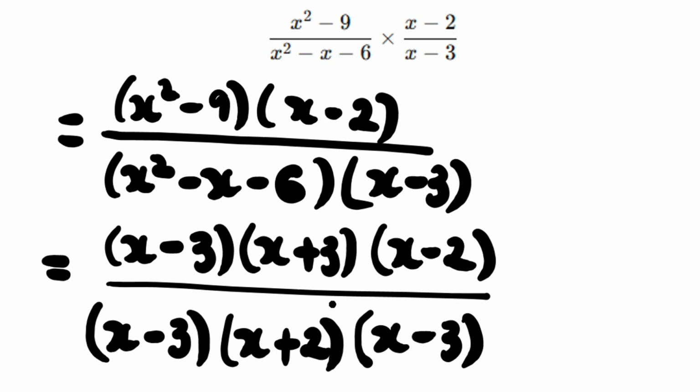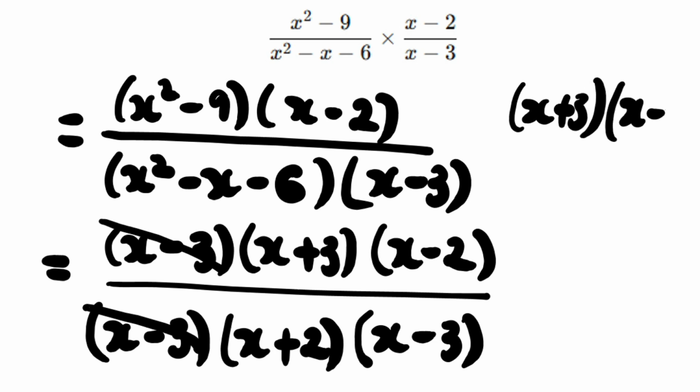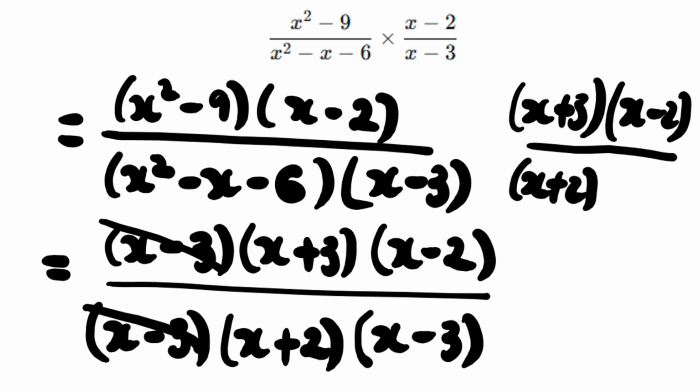So now you can see there are some common factors, right? There's x minus 3 at the top and there's x minus 3 at the bottom, so that one cancels out. Is there any other thing to cancel? This x minus 2, this x plus 2, they cannot cancel. This x plus 3, this x minus 3, they cannot cancel. So the final answer is just this one. Our final answer is x plus 3 to multiply x minus 2 at the numerator, divided by x plus 2 to multiply x minus 3. This is the final answer for this multiplication.